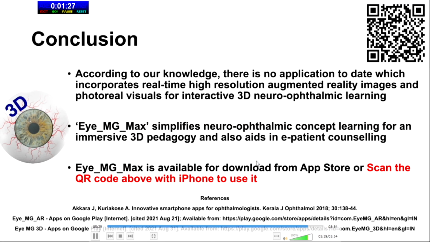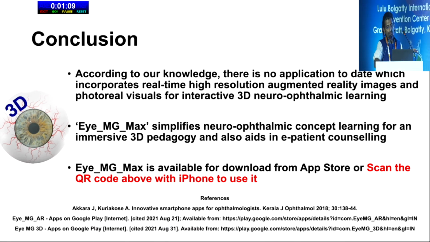So according to our knowledge, there is no application to date which incorporates real-time, high-resolution augmented reality images and photoreal visuals for interactive 3D learning. So this is the QR code. This is an offline app free of cost. You can scan this today and have this app on your smartphone today. It's offline. And neuro-ophthalmic concept learning along with ophthalmology is very immersive, and it also aids in patient counseling.